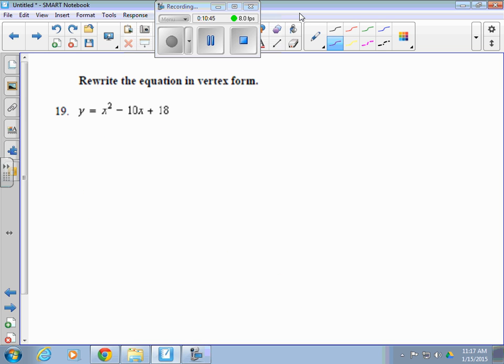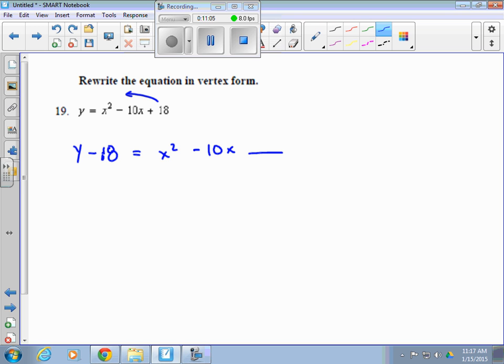Number 19, we're rewriting in vertex form, y equals x squared minus 10x plus 18. You want to move that plus 18 over. We've got to make a perfect trinomial. So when it goes over, you subtract 18 on both sides. y minus 18 equals x squared minus 10x plus c.